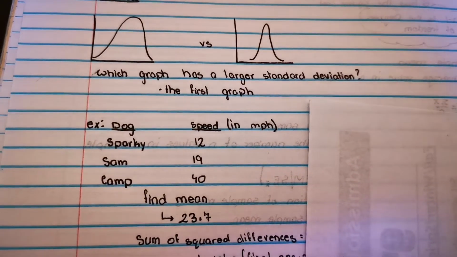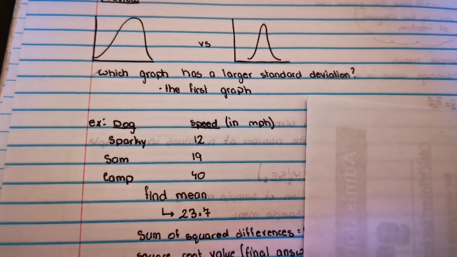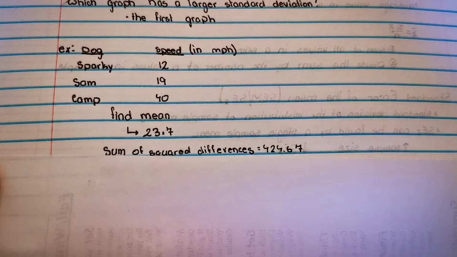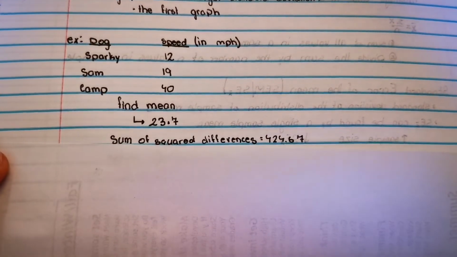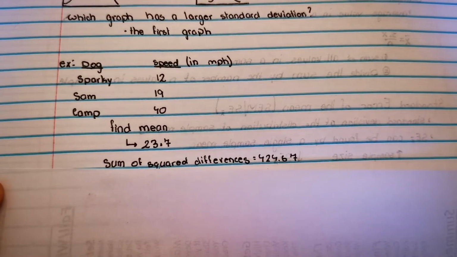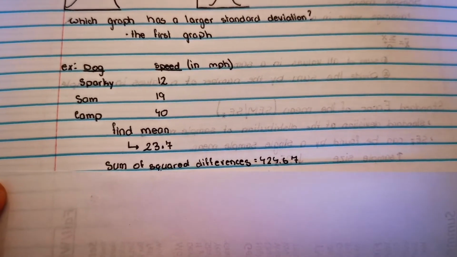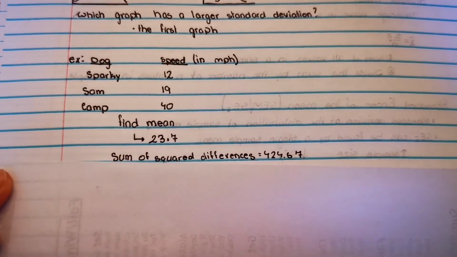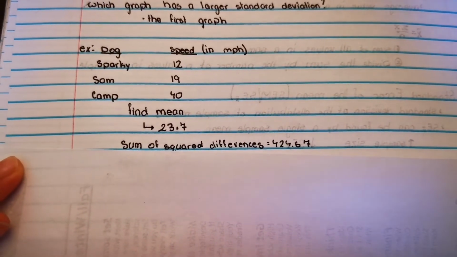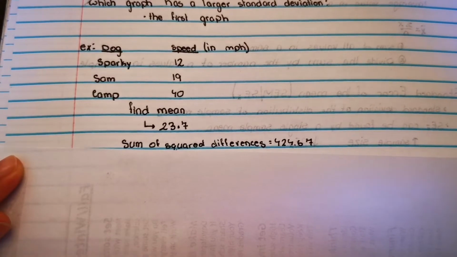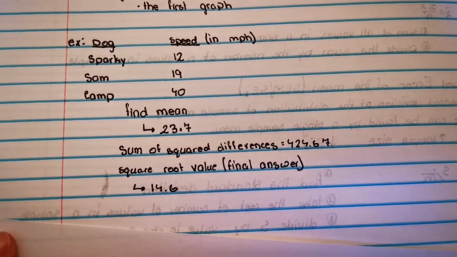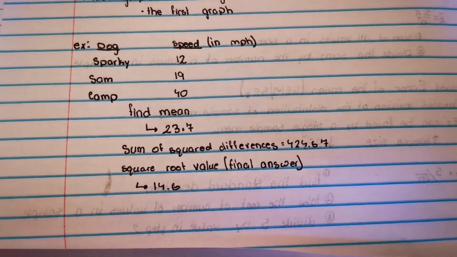Now go ahead and use these steps to find the standard deviation, and the second step would be to find the sum of the square differences. So next you would continue for using all the steps of standard deviation. So we'd find the sum of the square differences, which would be 424.67. Then we would divide by the degrees of freedom, which is just n-1, and we would get 212.33. Finally, we take the square root, and our final answer would be 14.6.